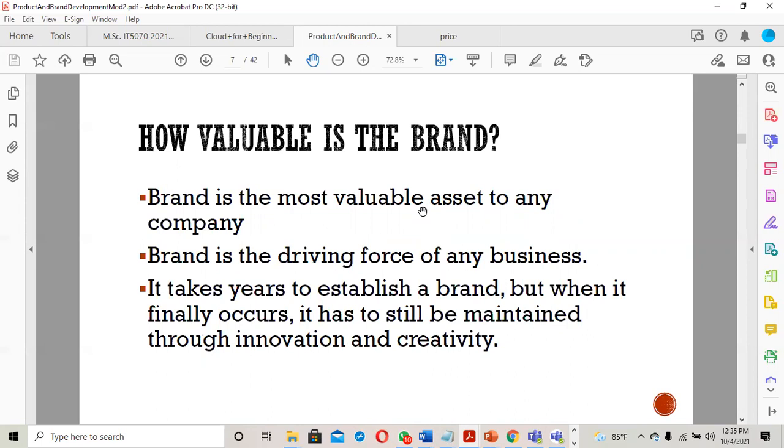So how valuable is the brand? Brand is the most valuable asset to any company. It's the driving force. Usually when strong brands make mistakes, people forgive them. But if it is a weak brand, you're gone for good. You're not allowed to make any mistakes. If you are a weak brand, one mistake and you're out of the market.